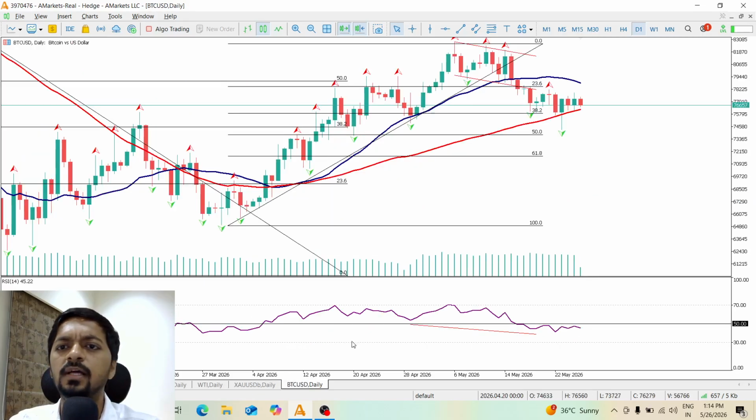Now, if I look at the Bitcoin chart, Bitcoin is trading above the 75,000 key level, which is a very important level. Why? Because it is the 55 period moving average. Also, it is a 38.2 Fibonacci level. Also, it is trading at an important horizontal support.